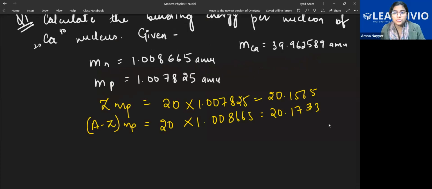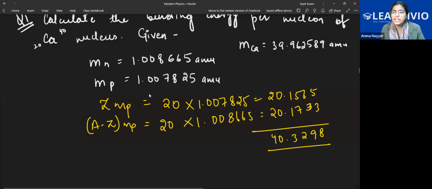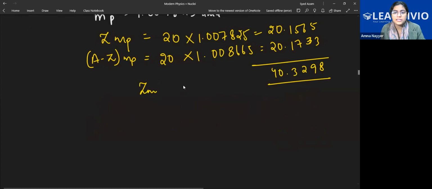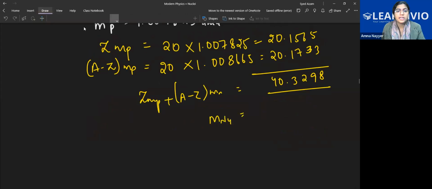First add these two. That is 40.3298, 40.3213. So what have we done till now? We have added these two, that is Z M_p plus (A minus Z) M_n. We have done this. Now the first two we have done, and what do we do now? We subtract it from the mass of the nucleus.